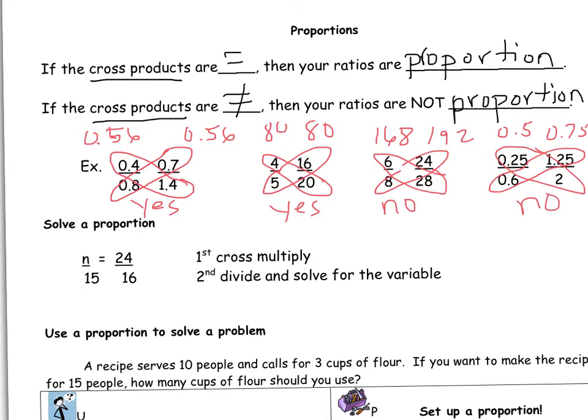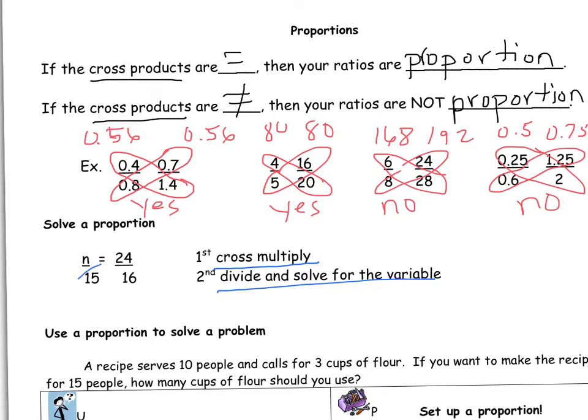Now, the next thing we want to do is sometimes we're going to have proportions where we already know they're proportional. Their cross products are going to end up being equal. We are just missing a side. So what you can still do is cross multiply, like we were doing for our cross products, and then we'll divide and solve for the variable.